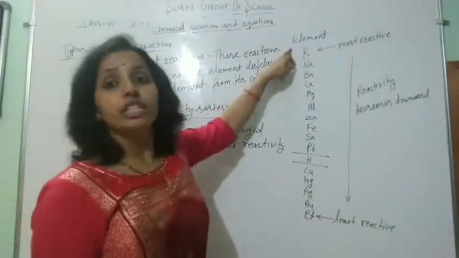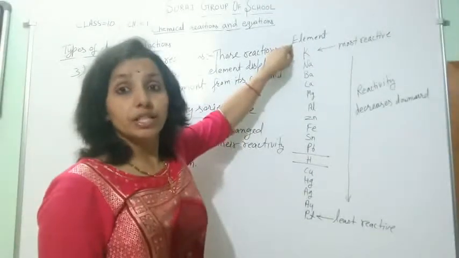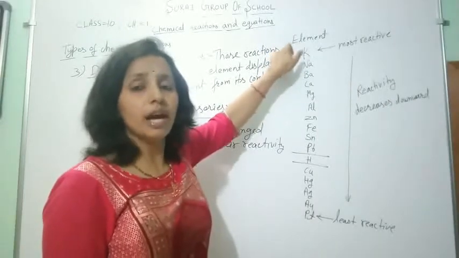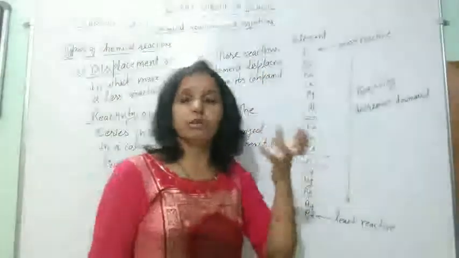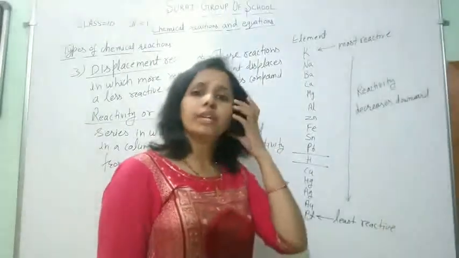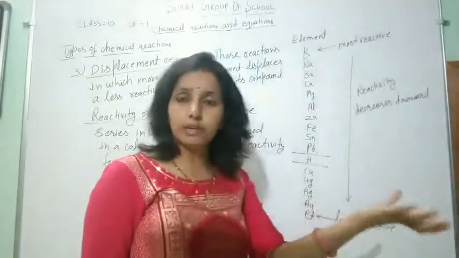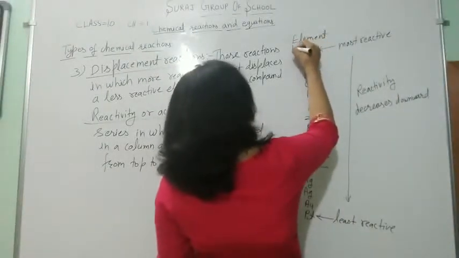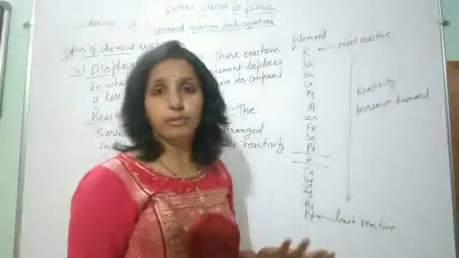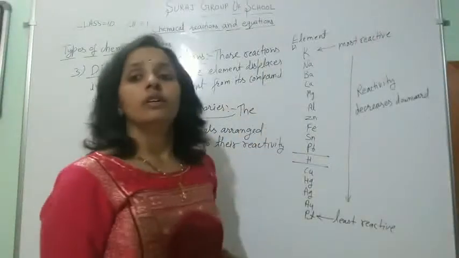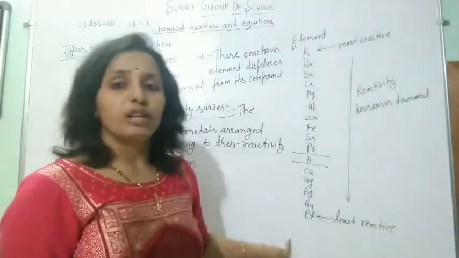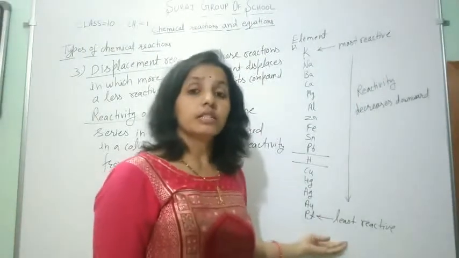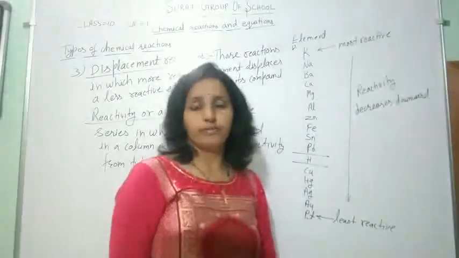The element which is placed at the top of the reactivity series is the most reactive element. So we can say that potassium is the most reactive element. We can say lithium is also more reactive than potassium. We can place lithium here also, which is the most reactive element, and the least reactive element is placed at the bottom of the series.